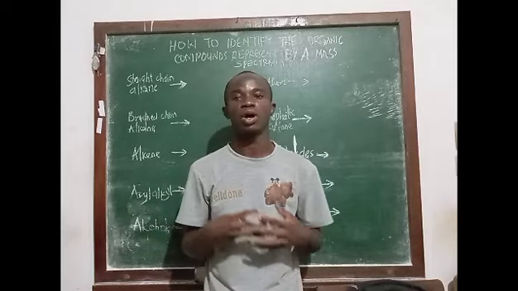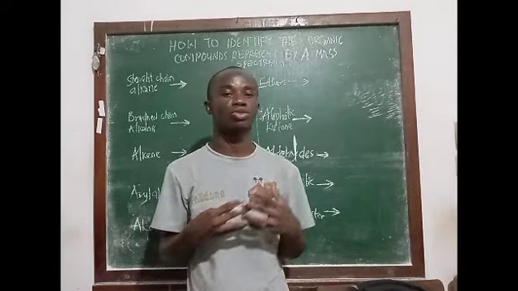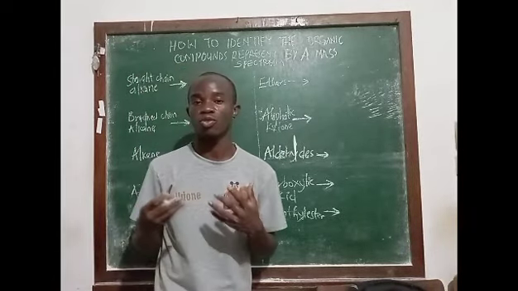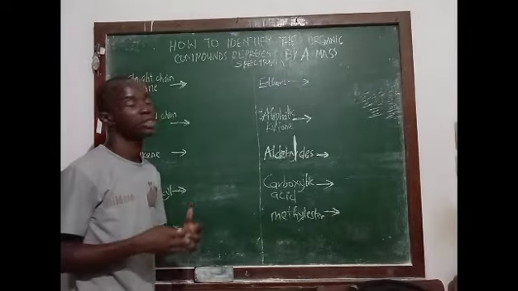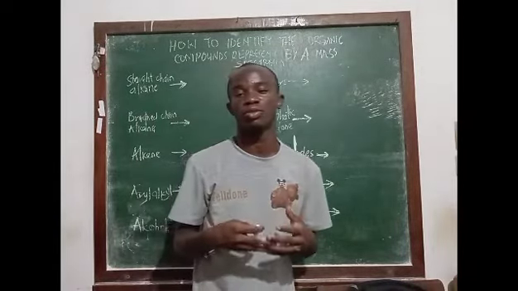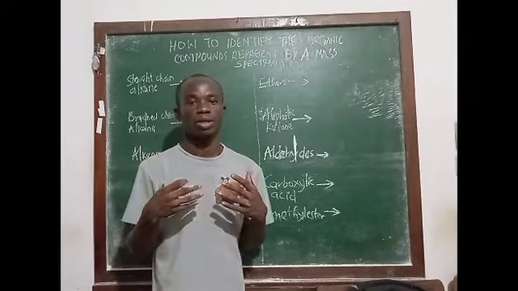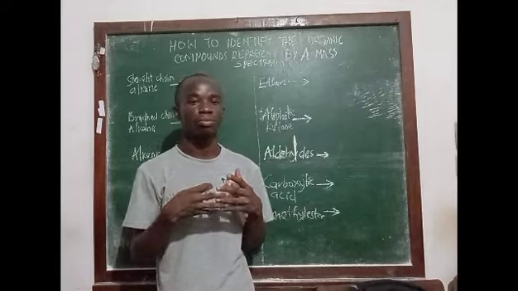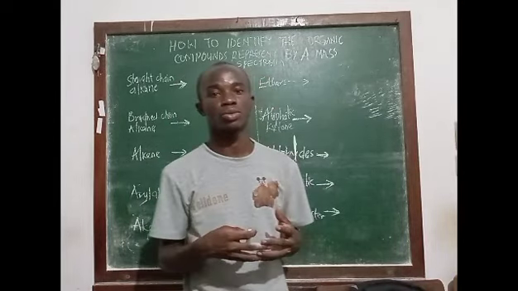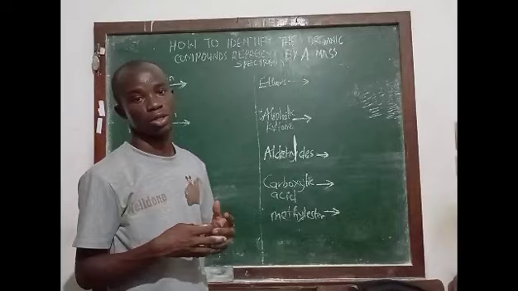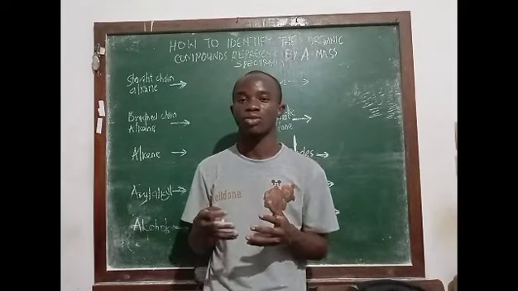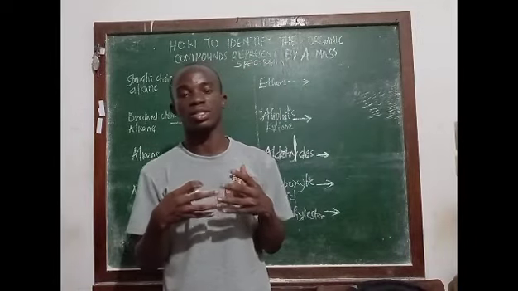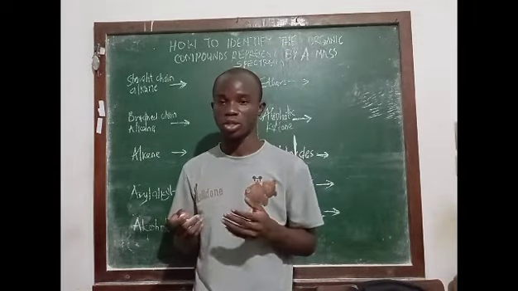In this video, I will be talking about how to identify the class of organic compound represented by a given mass spectrum. In mass spectroscopy, the outcome of mass spectrometry is what we call the mass spectrum. A mass spectrum is a graph of abundance of ions against the mass to charge ratio of those ions.